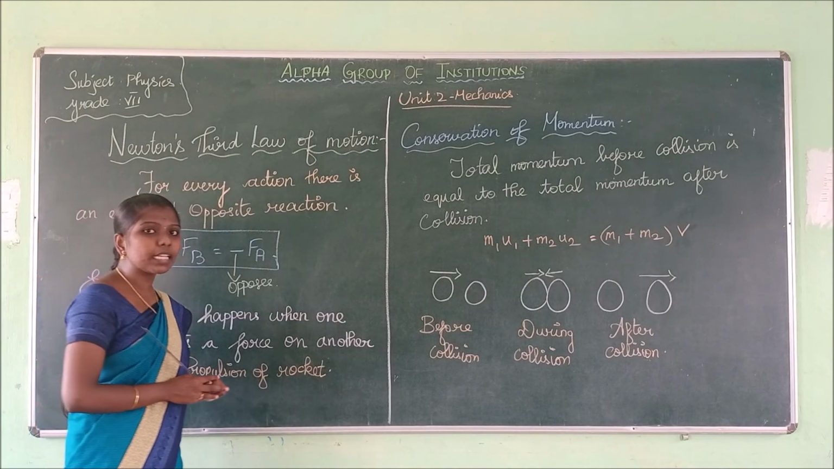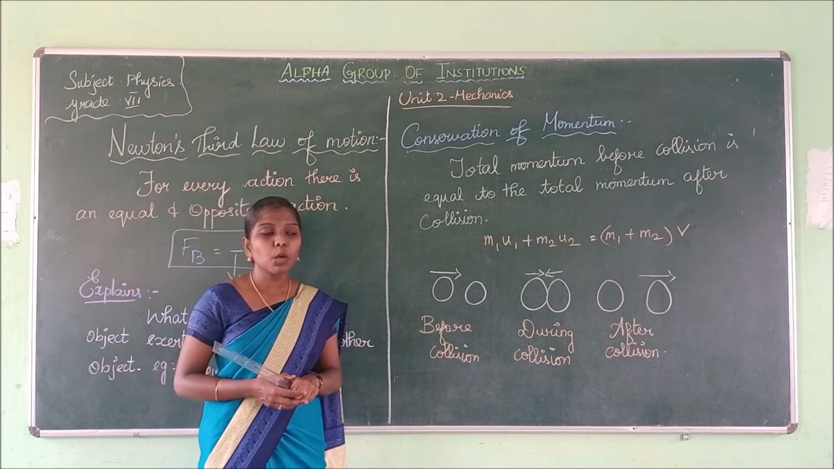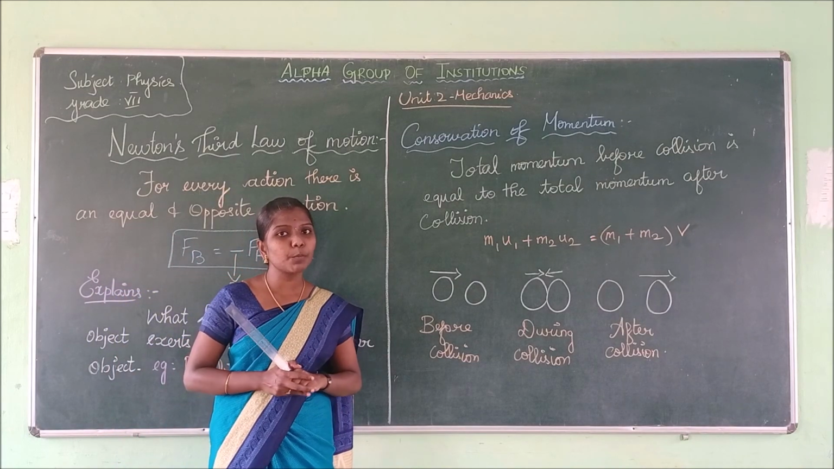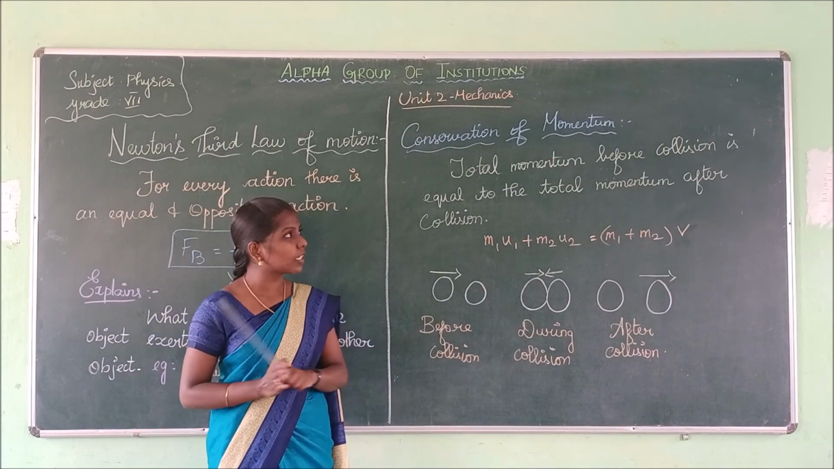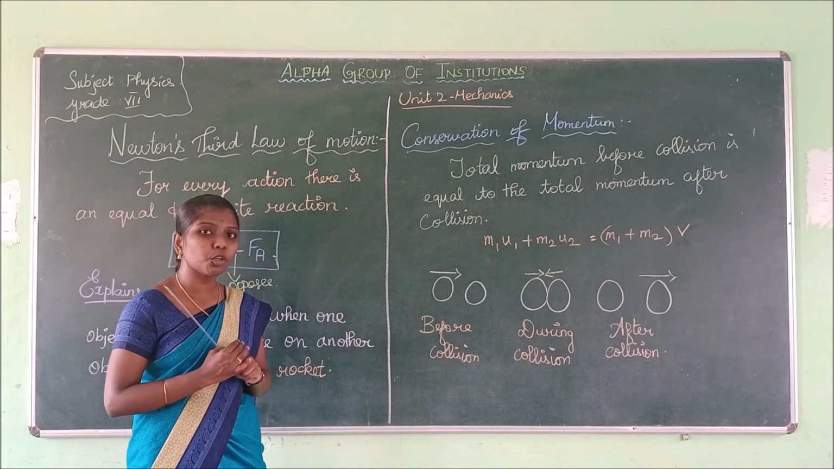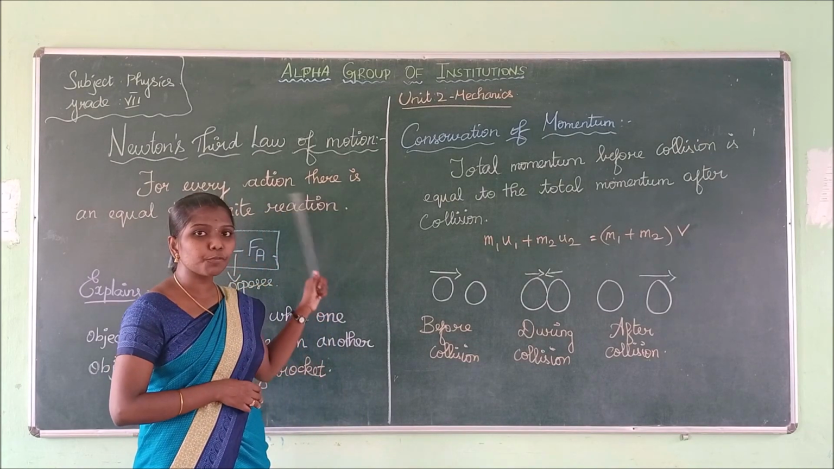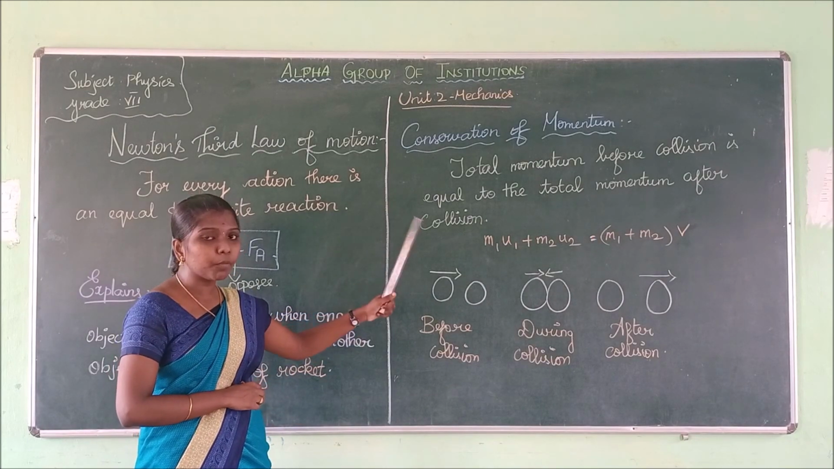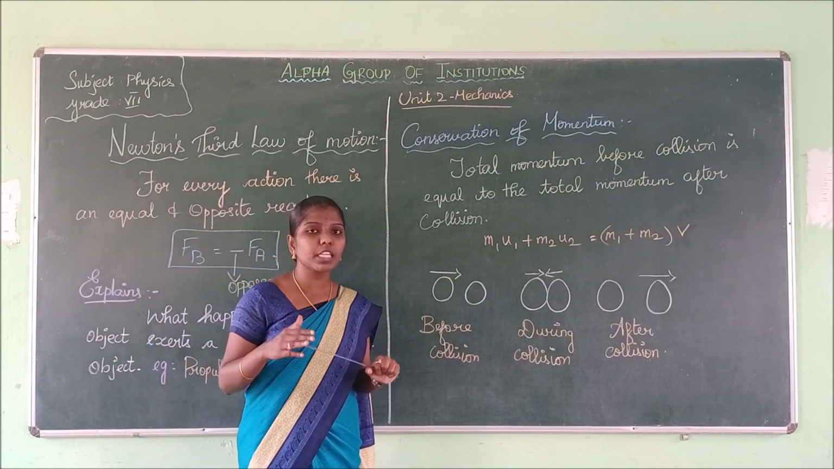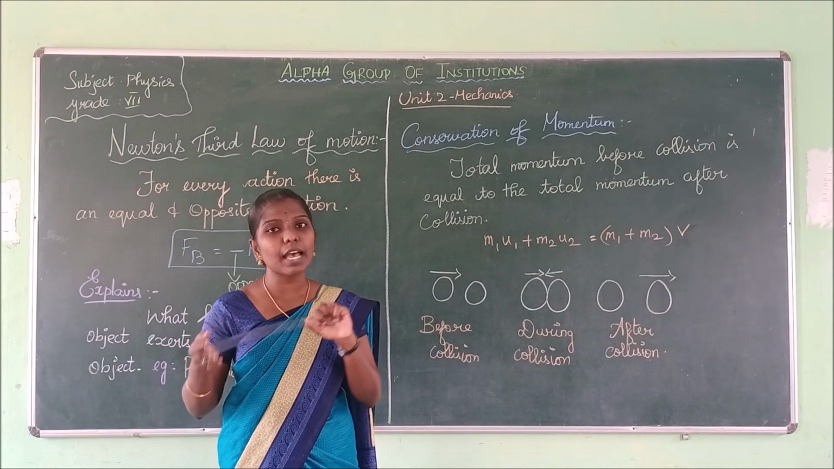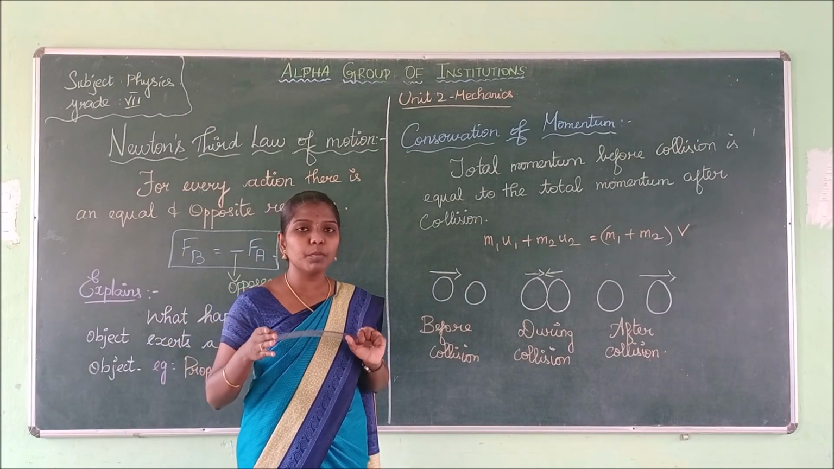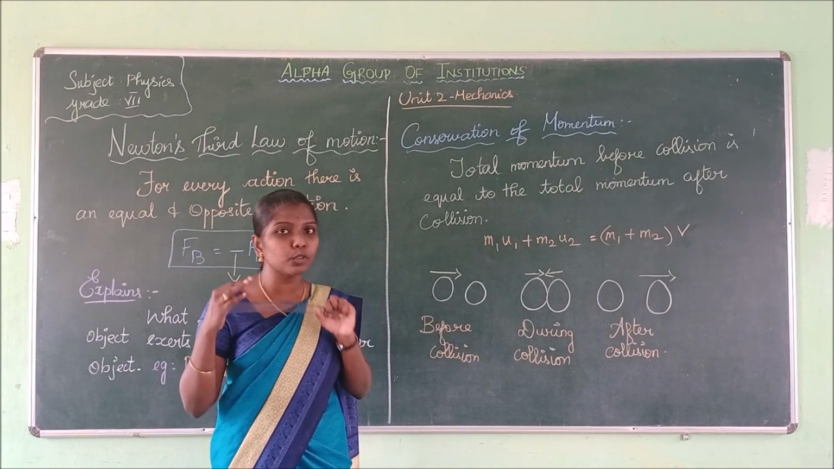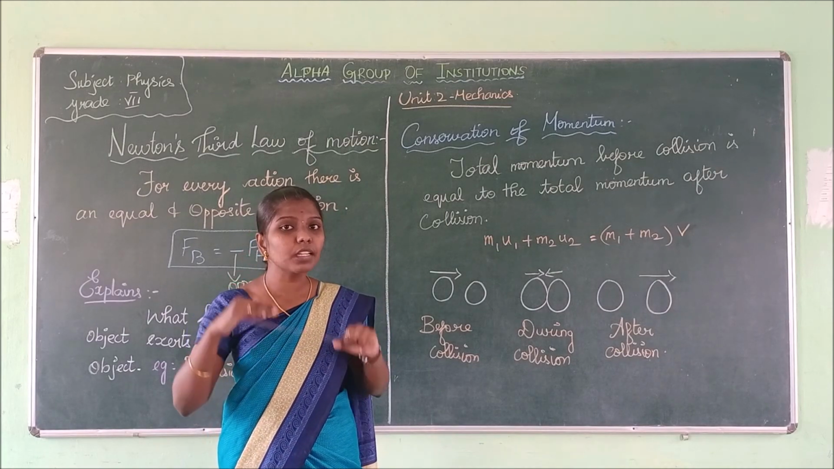Next we are going to see conservation of momentum. Momentum is the product of mass and velocity. The law of conservation of momentum states that the total momentum before collision is equal to the total momentum after collision.